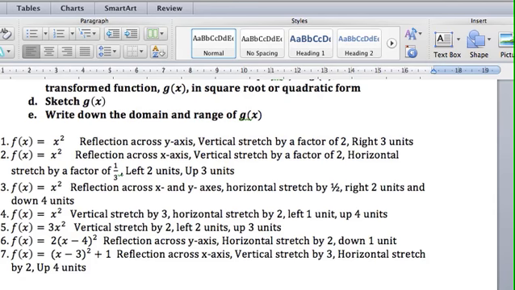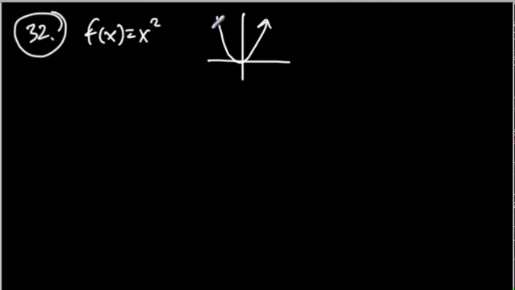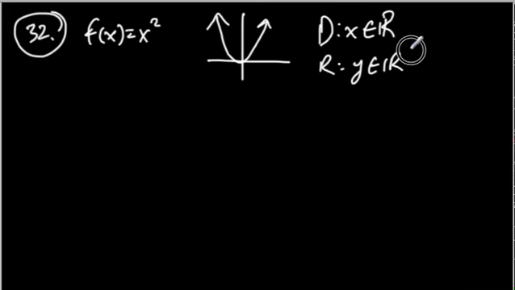32. Okay. Let's do 32. So reflection across the x-axis, vertical stretch by a factor of 2, horizontal stretch by a factor of 1/3. Okay, reflection across x-axis, vertical stretch by a factor of 2. So always draw your basic one. It's very important. So what is that? The domain is x is an element of reals, and the range is y is an element of reals, but y is greater than or equal to 0.